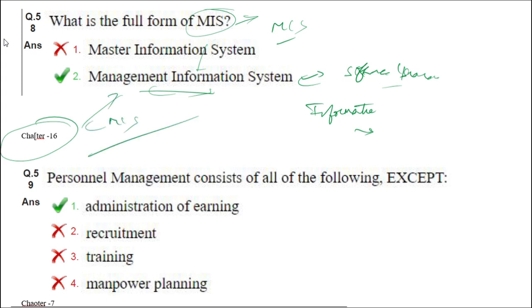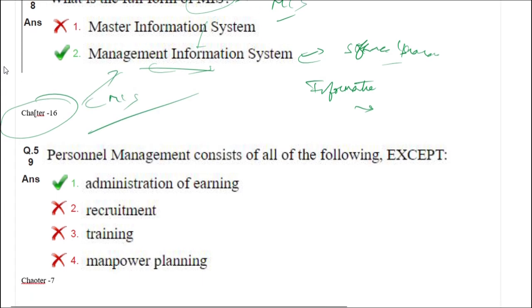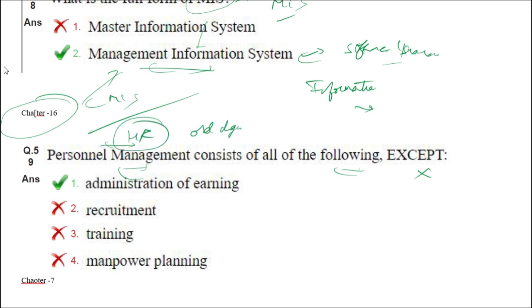Moving to the next question. Personal management consists of the following except. So it is saying except. Personal management is the same as HR. In old days, personal management was the name given to HR. HR is a new term, human resources, which has been coined recently. So it is the same as HR.